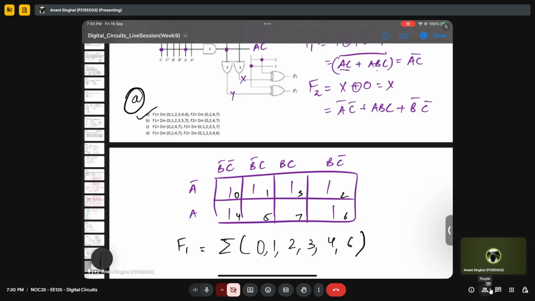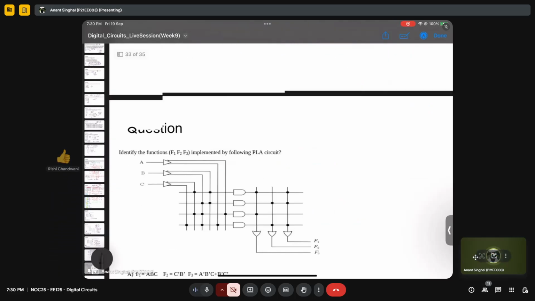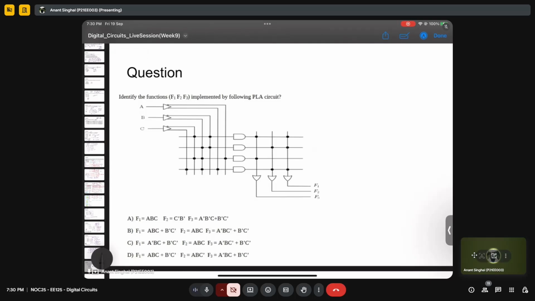I'm not doing that again. But is it clear to everyone? Okay, so try out maybe again. This is again a simpler problem. So let me know the answers quickly in the chat box. I'll give you 2 minutes.